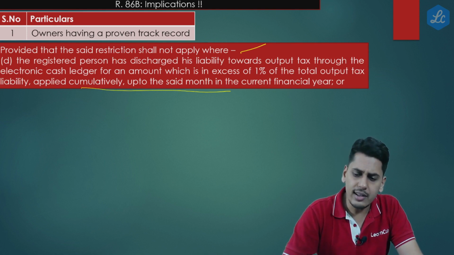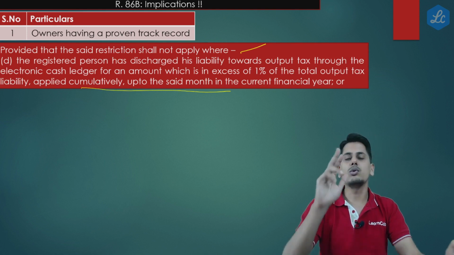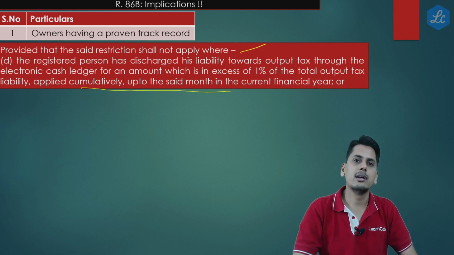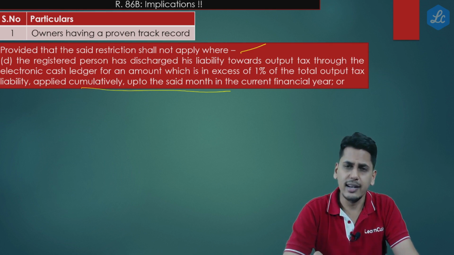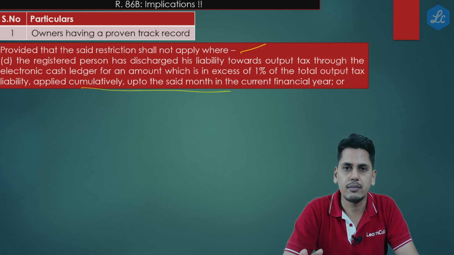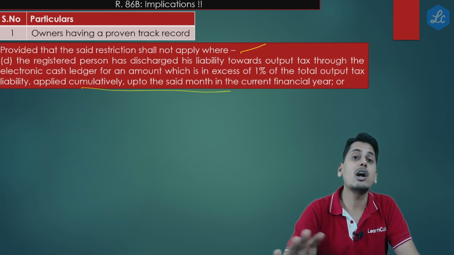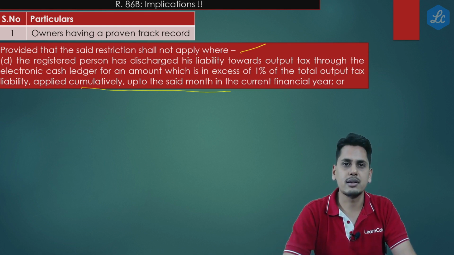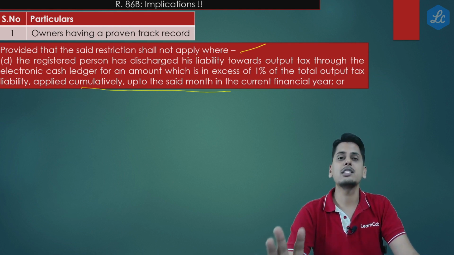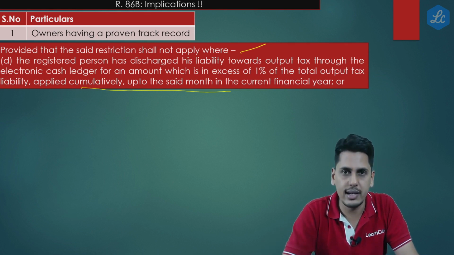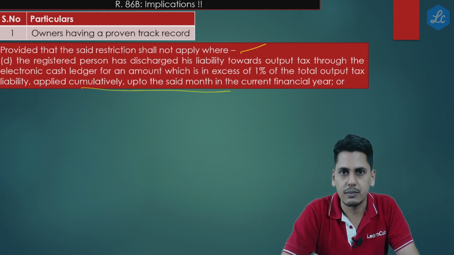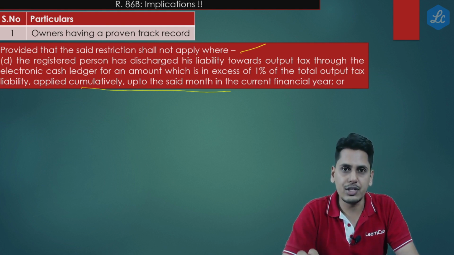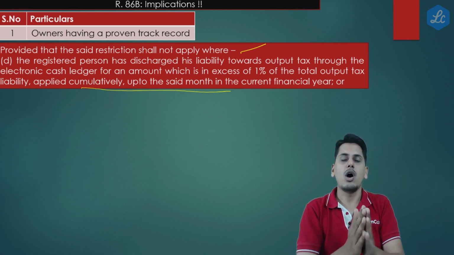So friends, what is it trying to tell you? It is trying to tell you 2 things. Point number 1, 86B need not be satisfied on a month-on-month basis. It is sufficient if you are satisfying 86B on a cumulative basis. It is sufficient if you are complying with rule 86B on a cumulative basis for a financial year. Let's suppose for a particular financial year, let's say for the tax period August.